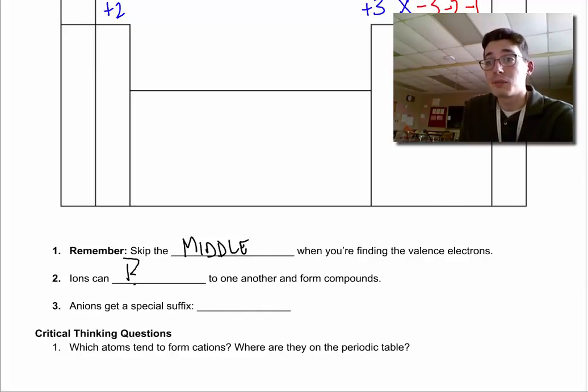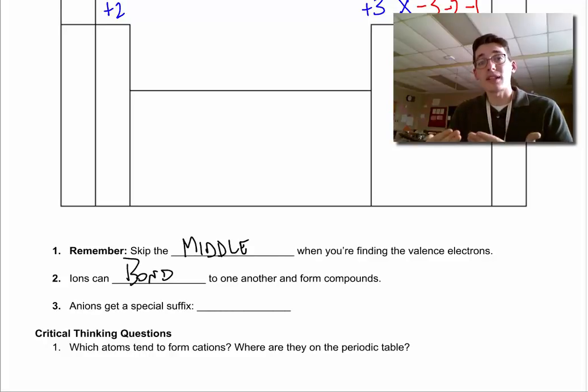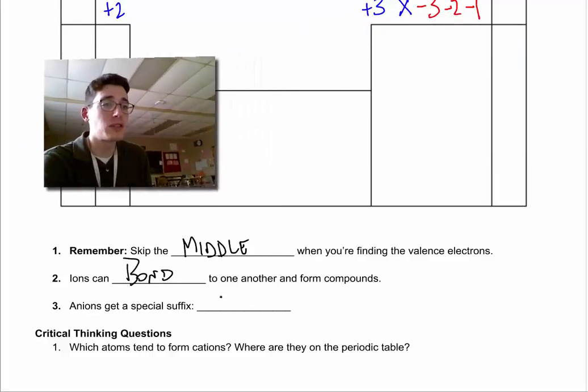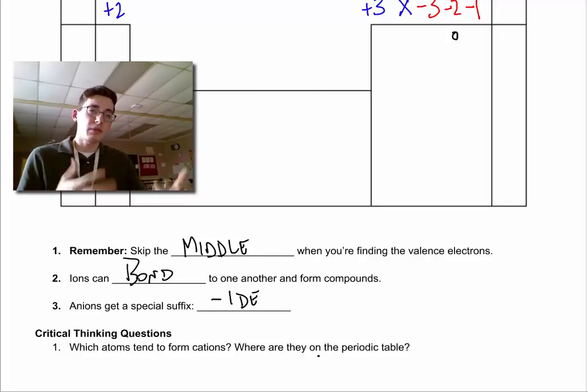Ions, and here's the kicker, they can bond. Remember, opposites attract. If I have a plus 2 ion and a negative 2 ion, those guys are going to say, hey, let's hang out. We're going to stick together, magnetically attracted to one another. That's going to be a later video, but we're moving towards this. They're bonding. Anions get a special suffix. We add an -ide, and that tells me it's negative. Oxygen is right there on the periodic table. You don't have to fill that in. Oxygen, when it's negative, becomes oxide. It's an oxide ion. That's kind of your primer into some of the naming stuff.